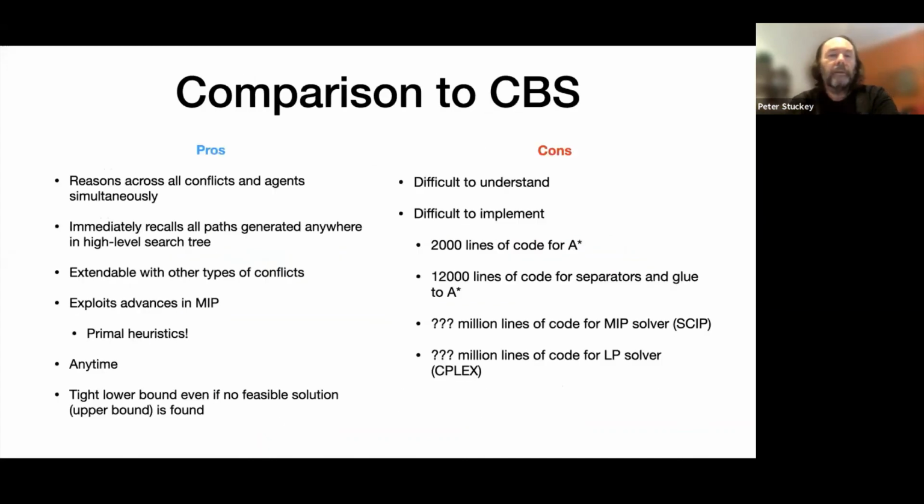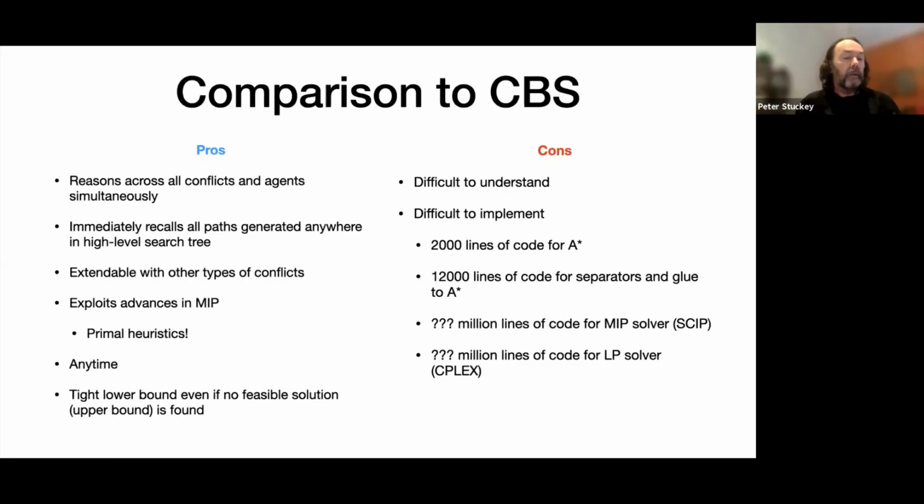So if we compare it to CBS, well, it reasons about all conflicts and agents simultaneously. That's what the LP master is doing, so that's really powerful. It uses paths anywhere in the high-level search tree, right? So if we generate a path, then it's always in the master and can be reused on some other node in the high-level search tree. You can extend it with other types of conflicts.